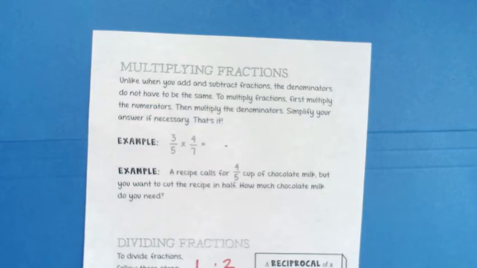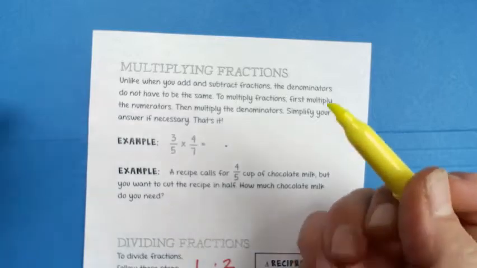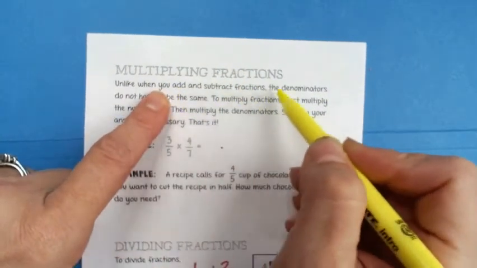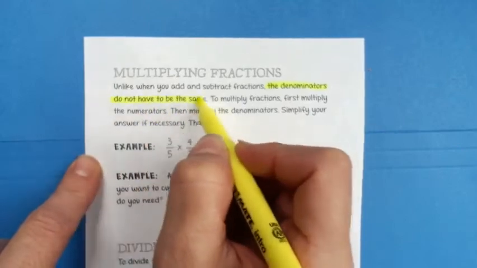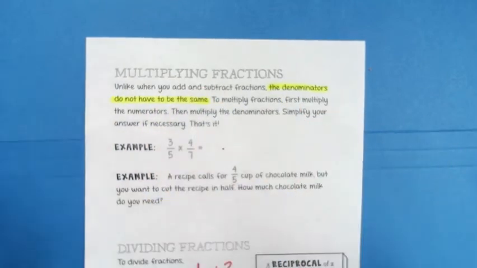Okay, now we're going to multiply and divide simple fractions. To do that, you need to remember, unlike when you add or subtract fractions, the denominators do not have to be the same. You just leave them the way they are. Multiplying and dividing is so much easier.